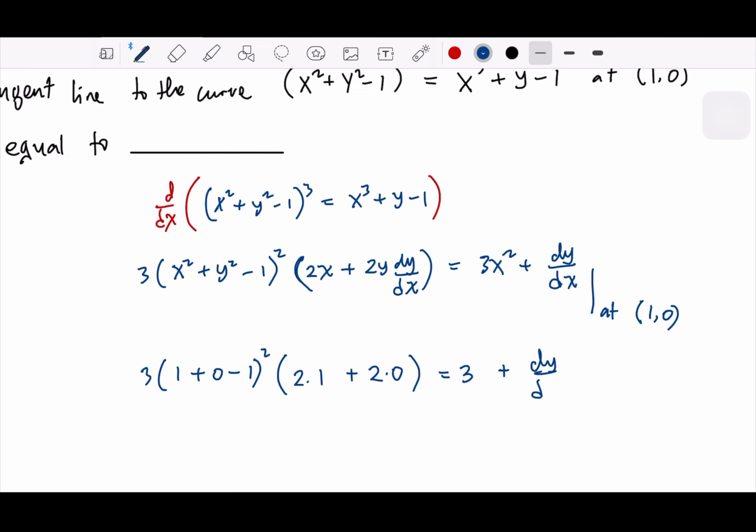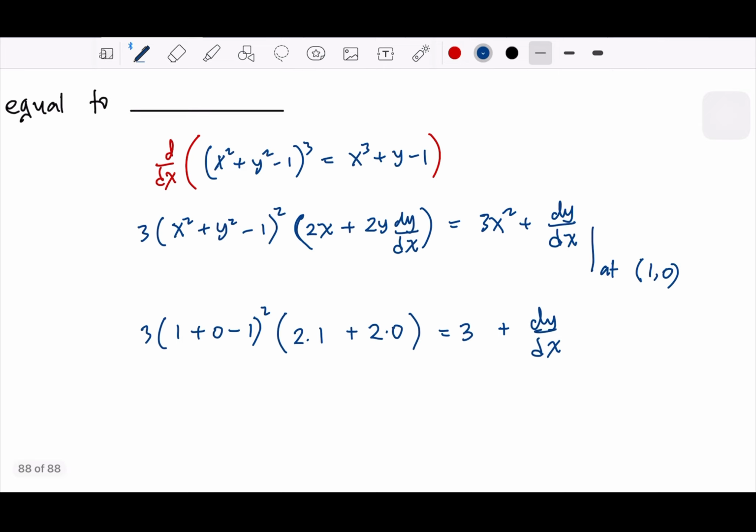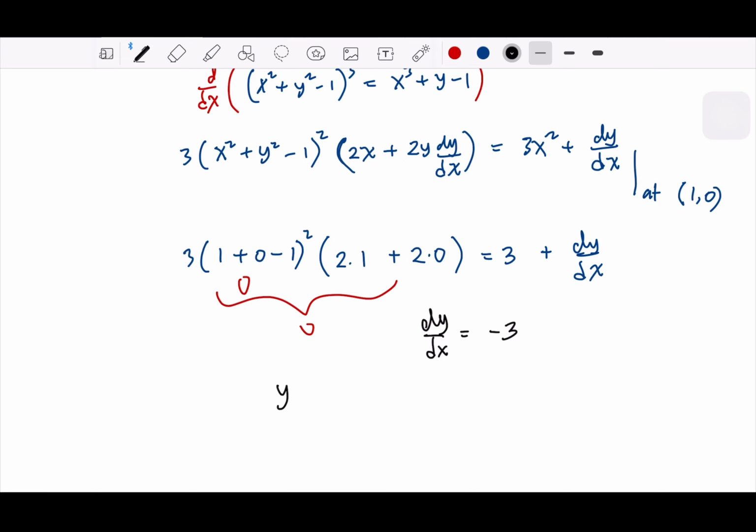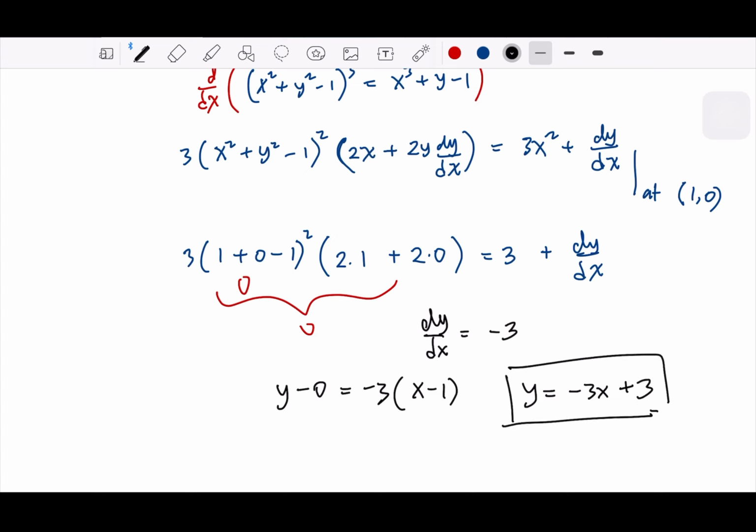So dy dx. Because this is getting 0, everything is going to be 0, right? So we'll have dy over dx equal to -3. Okay. And then the line would be y minus 0 equals -3 times (x minus 1). Or we are going to have plus 3. This is our tangent line.